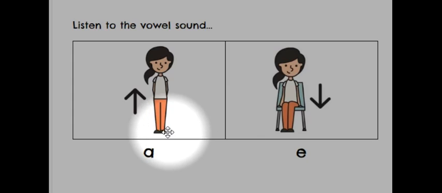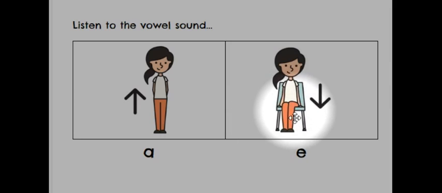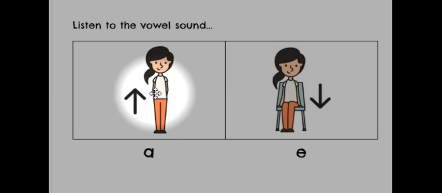Cat. Stand up for cat. Has that short A, ah. Cap. Stand up. Tap. Can. Met. Met has short E, so you sit down for met. Dad. Stand up.